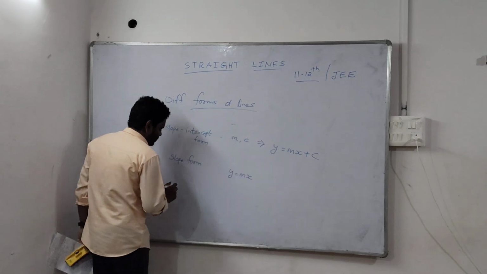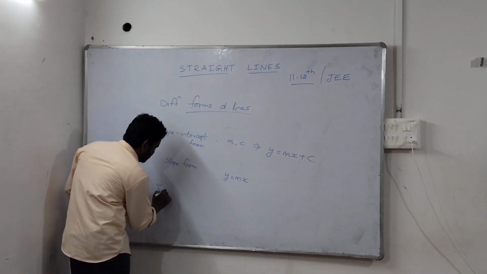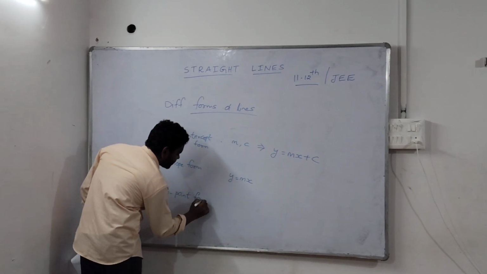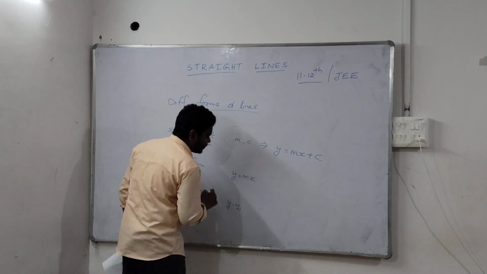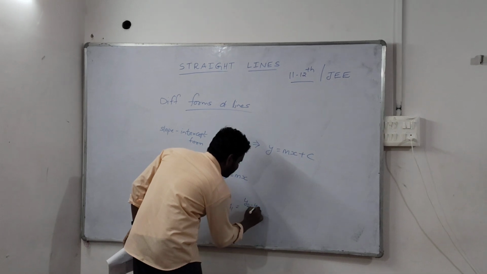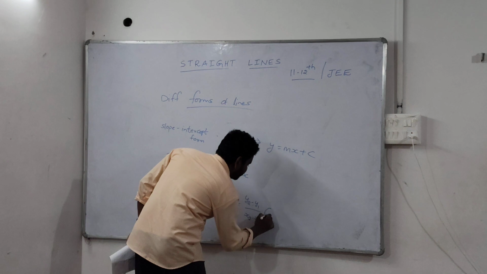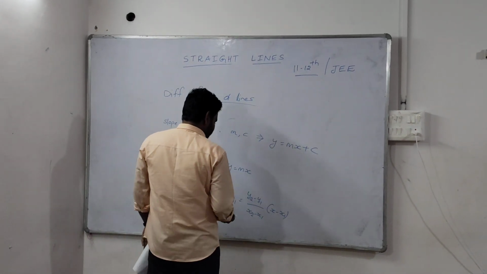Okay. When two points are given, we use the two-point form: y minus y1 equal to y2 minus y1 by x2 minus x1 into x minus x1. This is the form. Okay.